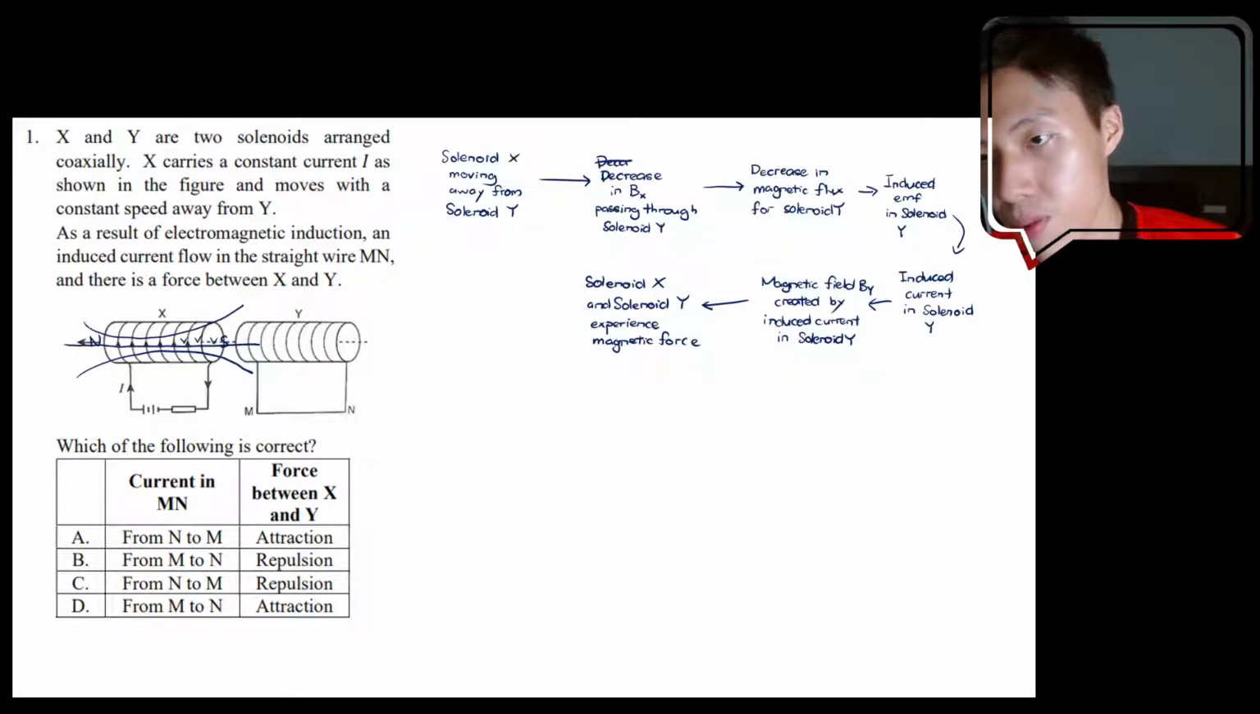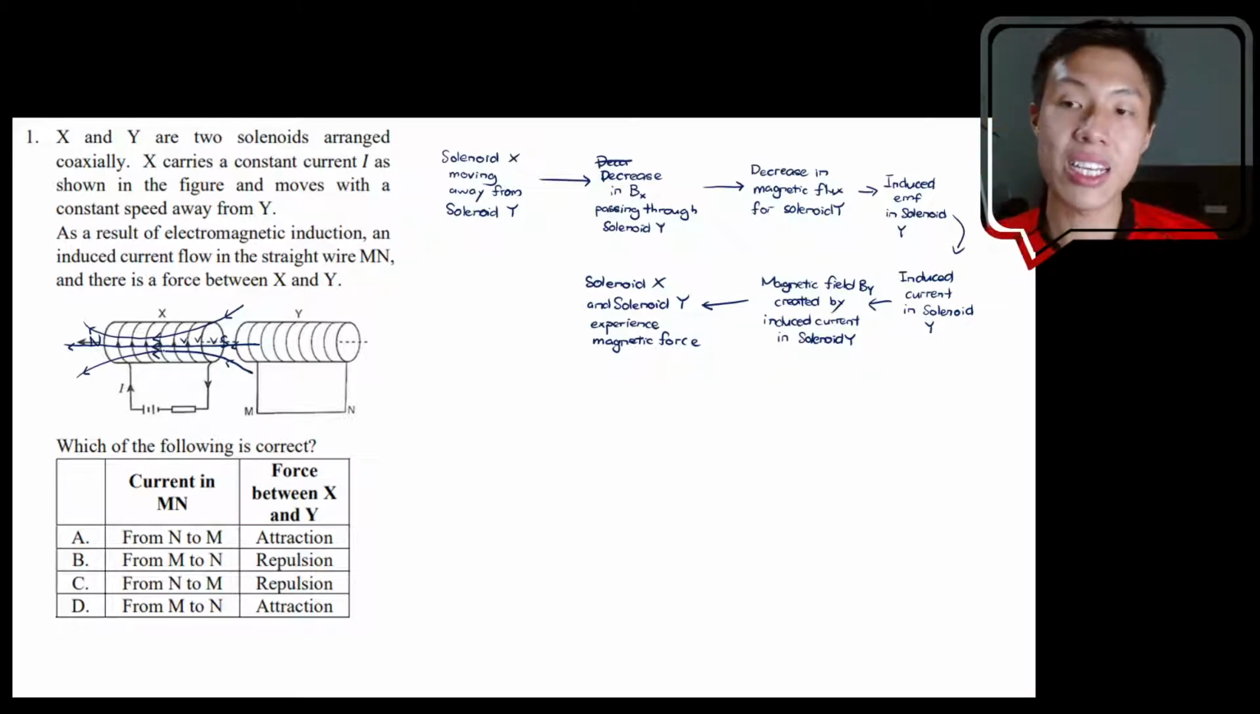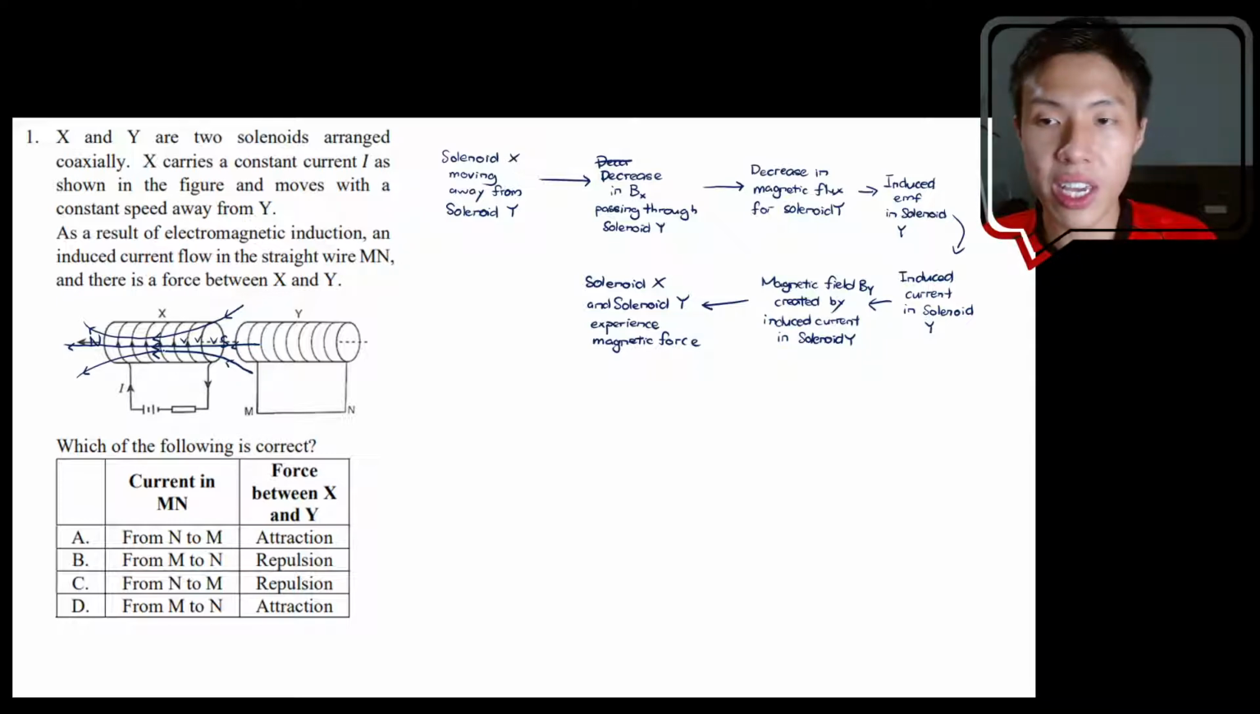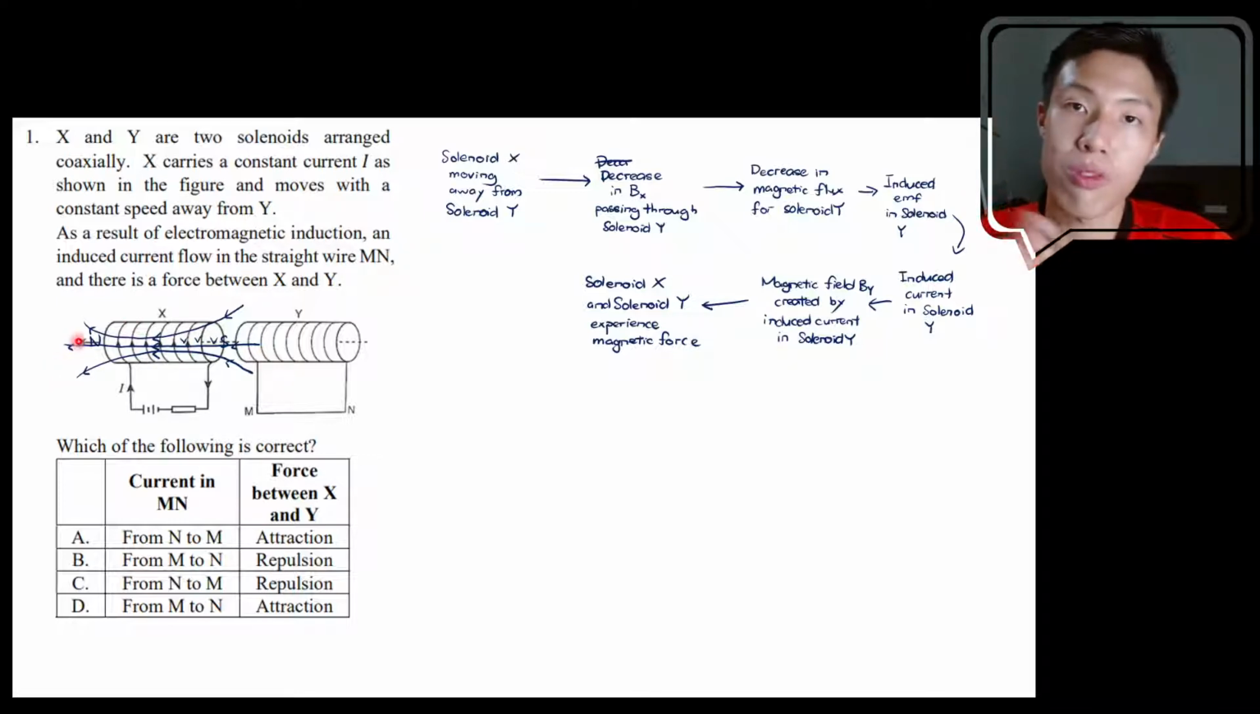Your magnetic field will be coming out from the north pole and going into the south pole. So your magnetic field lines will be pointing from right to left. That's the idea when we say the north pole is on the left and the south pole is on the right. Now this solenoid X is moving away from solenoid Y with a constant speed.